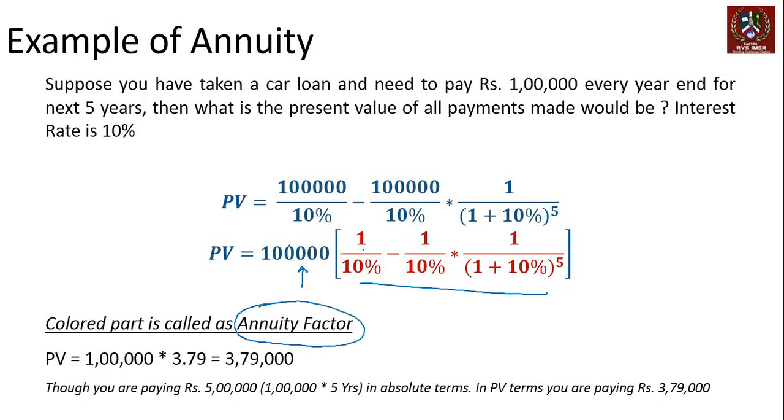factor. If we solve for this, we will get a value of 3.79, the present value will work to 3,79,000. Though you are paying 1 lakh every year for the next 5 years, which means you have effectively paid 5 lakhs, the present value of that is 3.79 lakh rupees, right? And that is the concept of present value of an annuity that you would come across.